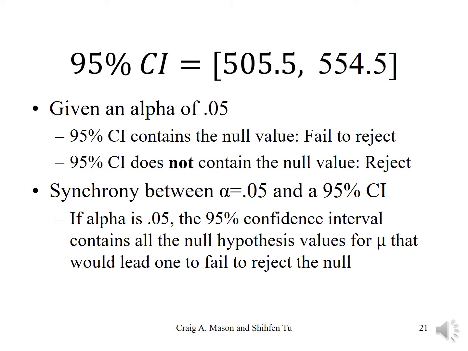For example, if instead the null hypothesis was the mean of intervention students is 506, we automatically know that we would have failed to reject the null because 506 is inside our confidence interval. But if the null was instead that the mean of intervention students is equal to 505, we automatically know that we would have rejected the null because 505 is outside our confidence interval.